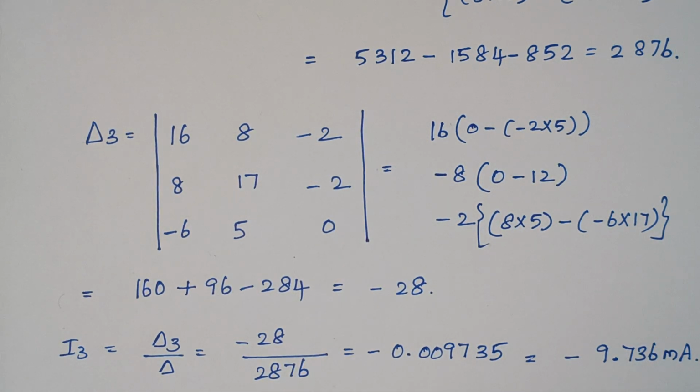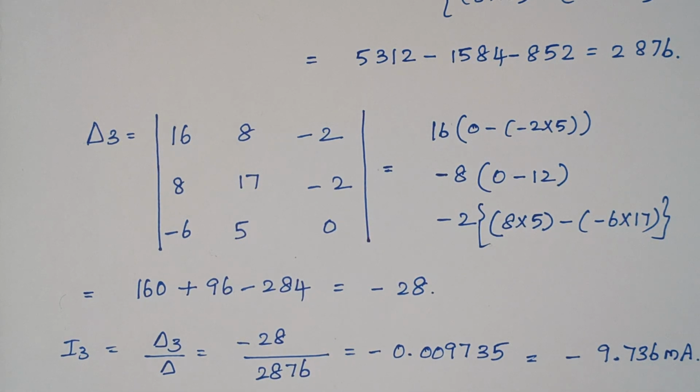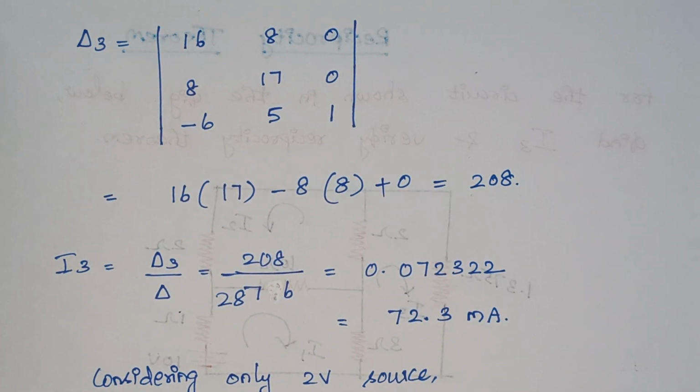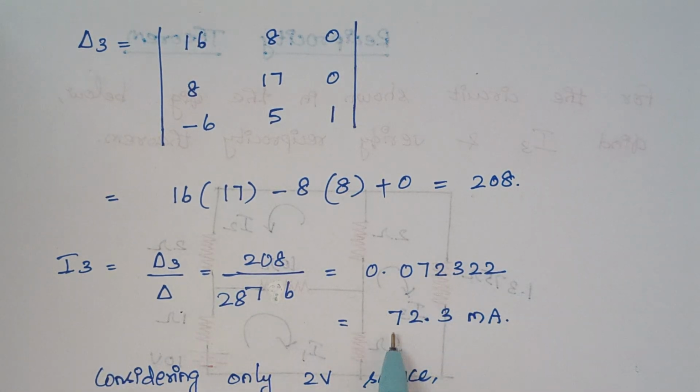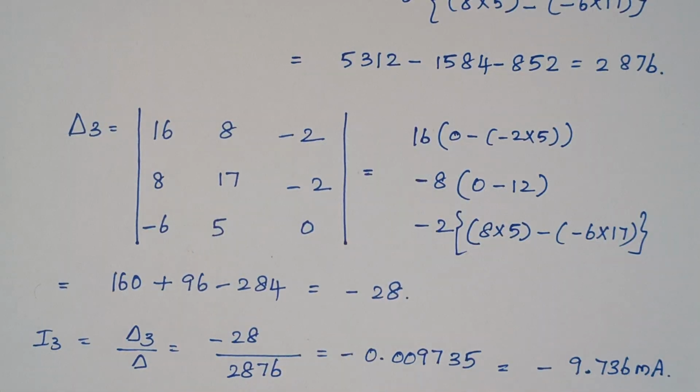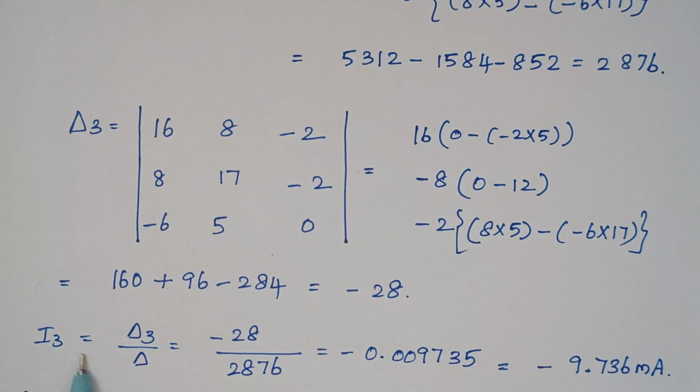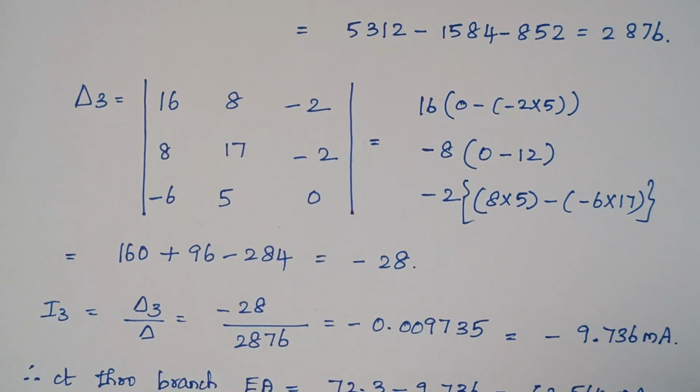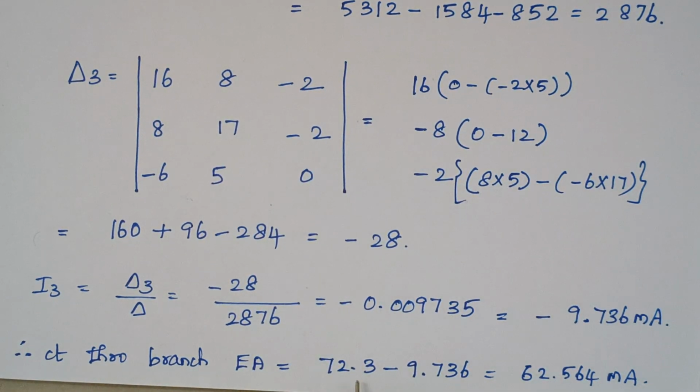Now we need to calculate the current that flows through the branch EA, right? So when you consider 1 voltage source, the current flowing through EA is 72.3 milliamps, right? In the same way, when you consider 2 voltage source, the current flowing through EA is minus 9.736 milliamps. Therefore, current through the branch EA is, you see, one is with positive sign, another one is with negative sign. So here just simply subtract, right? Therefore, the current that finally flows through the branch EA is 62.564 milliamps, right? Here comes the end of this problem.